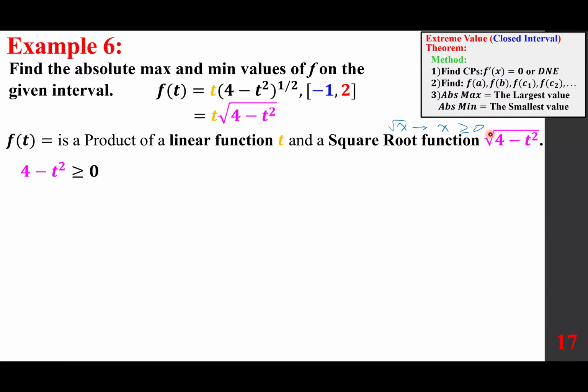So how do we find that? Well, we are going to factor this into 2 minus t and 2 plus t. When we set this equal to 0, we get positive and negative 2.